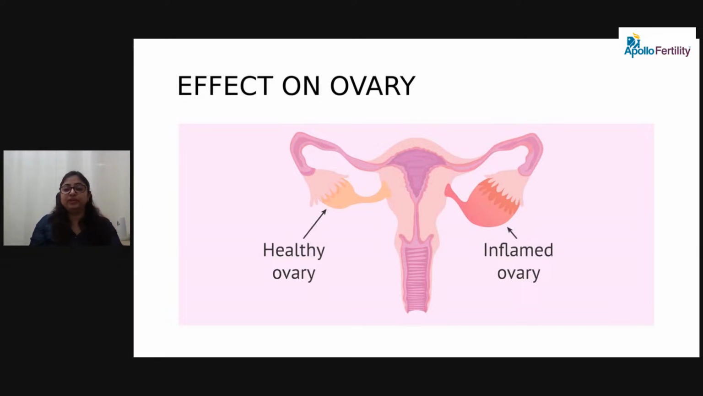There is also an effect on the ovary. You can see that a healthy ovary is normal, the inflamed ovary is having some swelling, redness. So when there is any inflammation in either the tube, the lining of the womb or the ovary, it affects the normal functioning of these organs, and these organs are vital for any fertility or any pregnancy to happen.